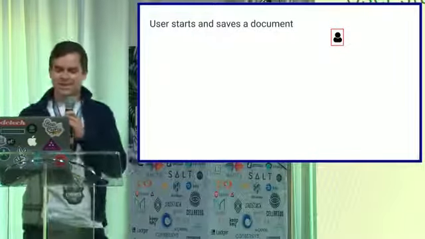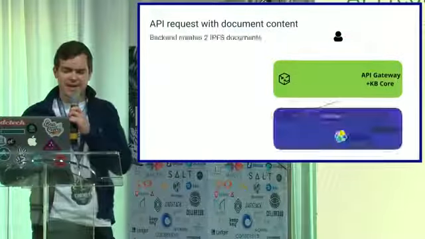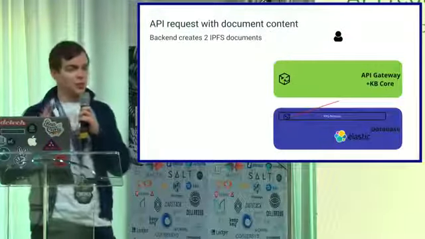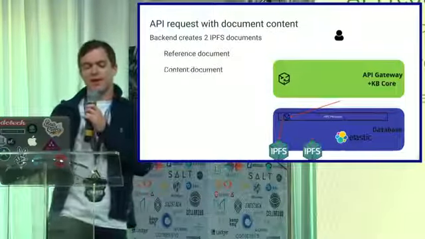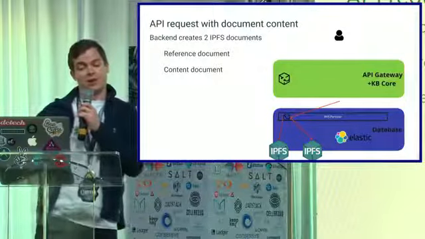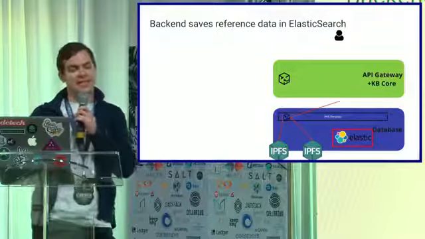So the user starts and saves a document, and that makes an API request with the document content. Then the backend creates two IPFS documents here: that reference document I was discussing earlier, and the actual, what we hope is going to be long-lived, content document itself. And then the reference document data is saved in Elasticsearch for the time being.